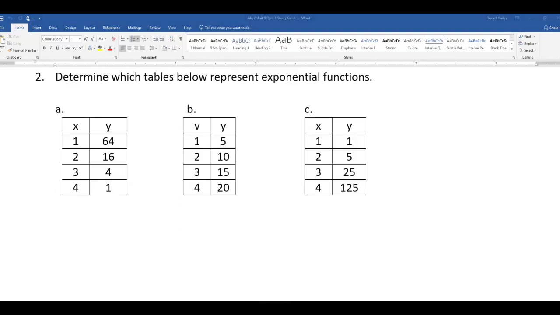All right, for number 2, we have to decide which one of these tables represents an exponential function. The way that you do that is by dividing each y value by the one that comes immediately before it. So, for instance, 16 over 64 is 0.25. And then 4 divided by 16 is also 0.25, and 1 divided by 4 is also 0.25. When these are all the same, that means it's exponential.